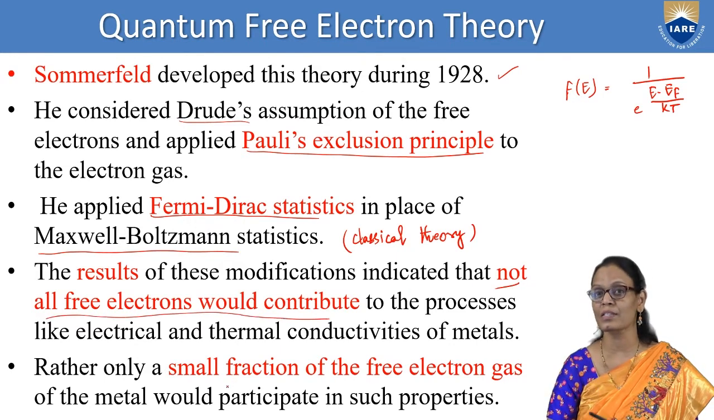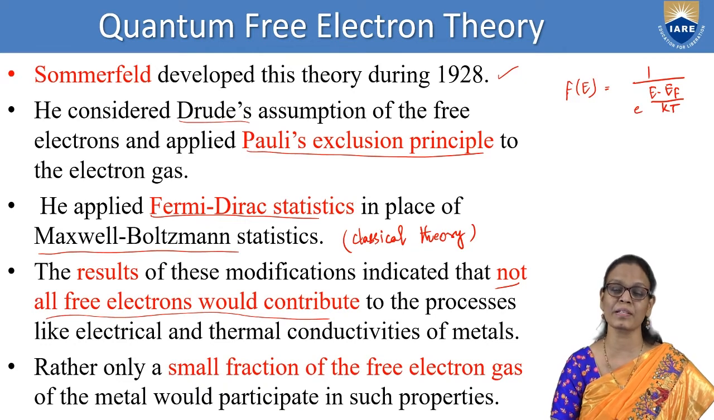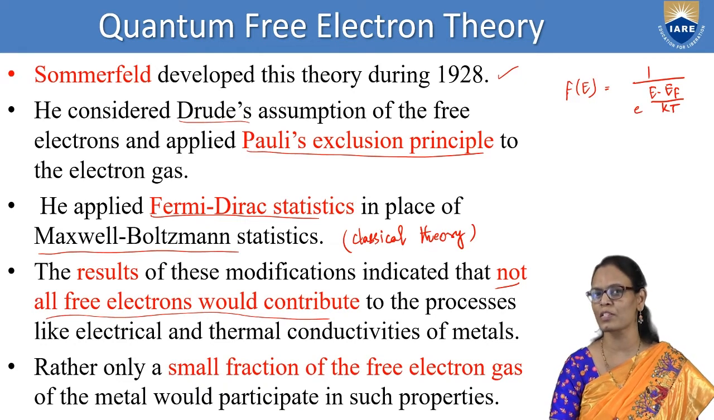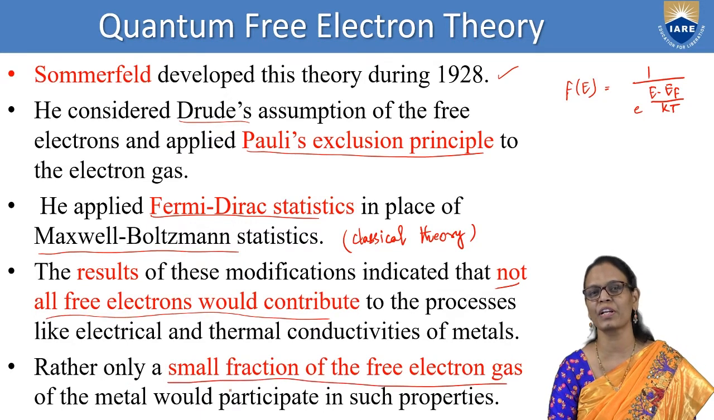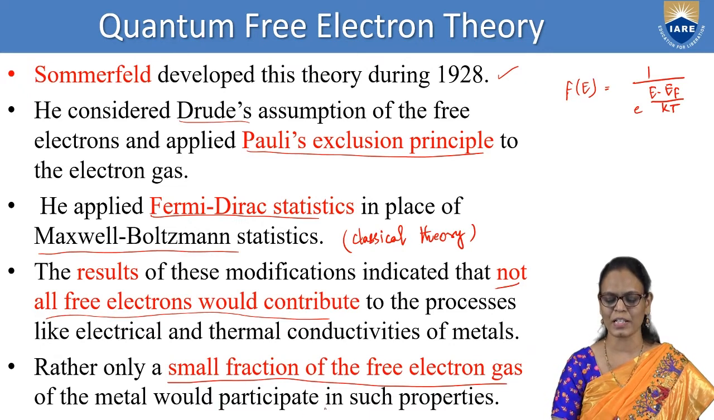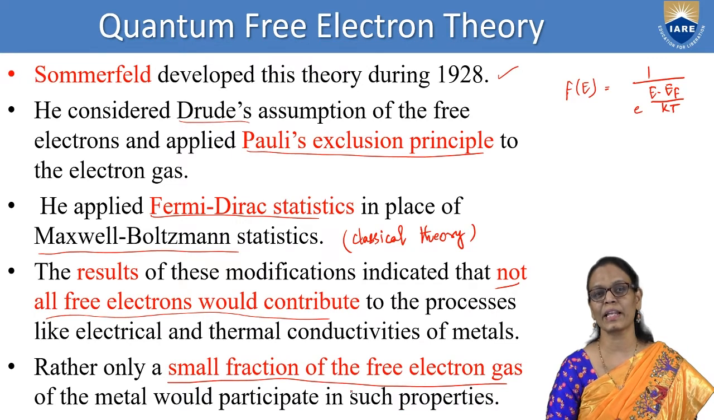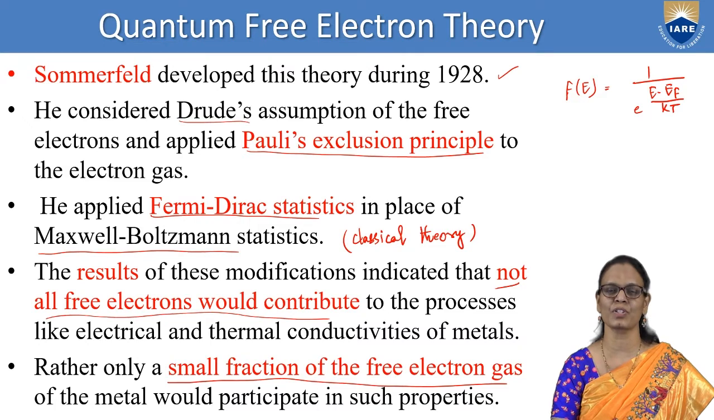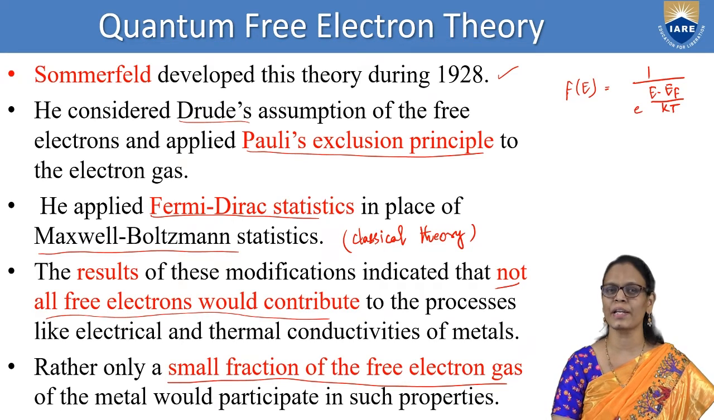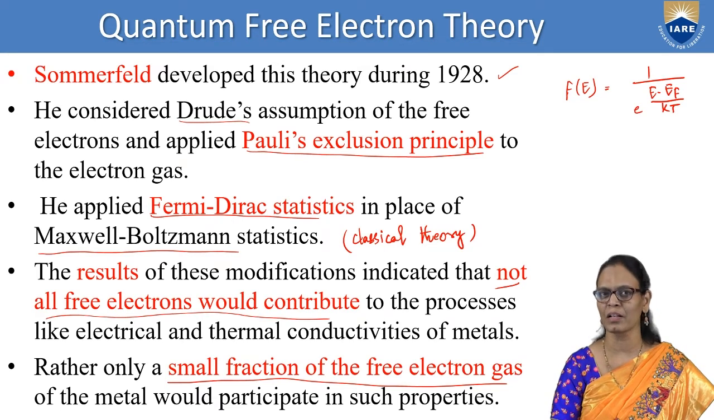So we cannot consider all the electrons that are present in the atom to be responsible for the conduction of current. Only a small fraction of the free electron gas would participate in such properties. Such properties means the electrical as well as the thermal properties. So they brought a bifurcation among the free electrons also: which electrons are responsible for conduction and which electrons do not participate in conduction.